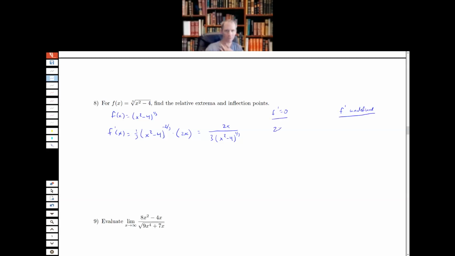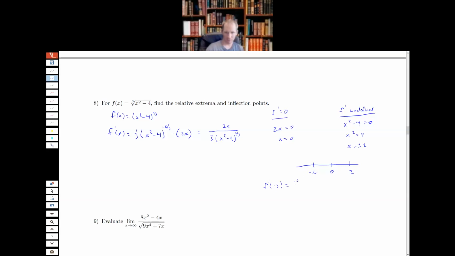So f prime is going to be 0 when, since it's a fraction, the numerator is 0. Look at x equals 0. It'll be undefined when the denominator is 0, so I get 2 and negative 2. I plot all of my critical points on a number line, and then we'll go ahead and test into f prime. So try f prime of, say, negative 3.